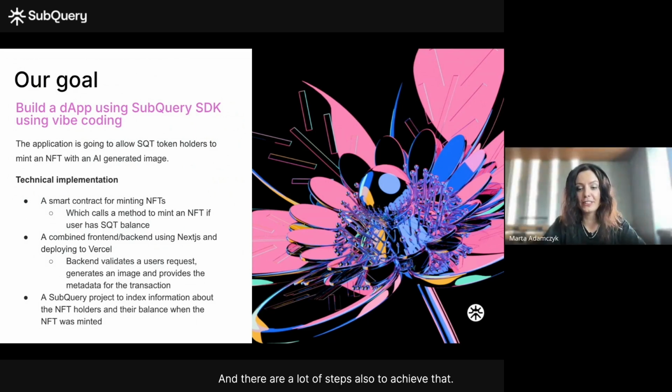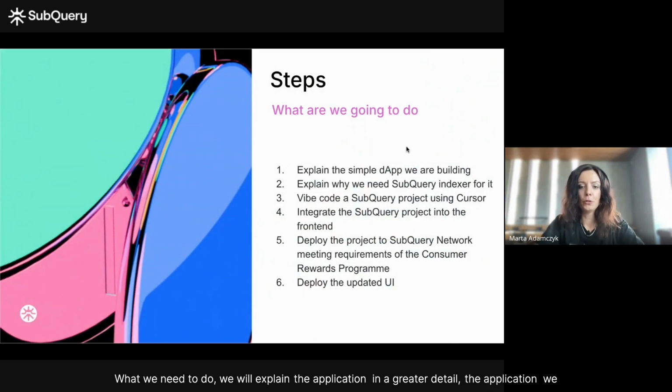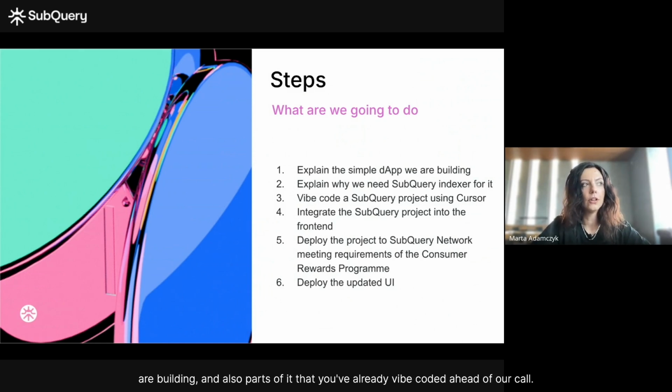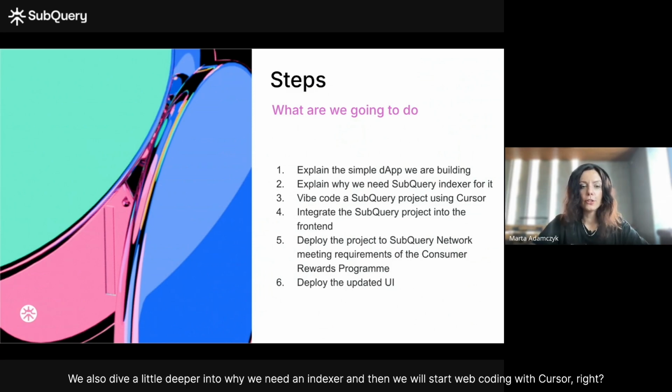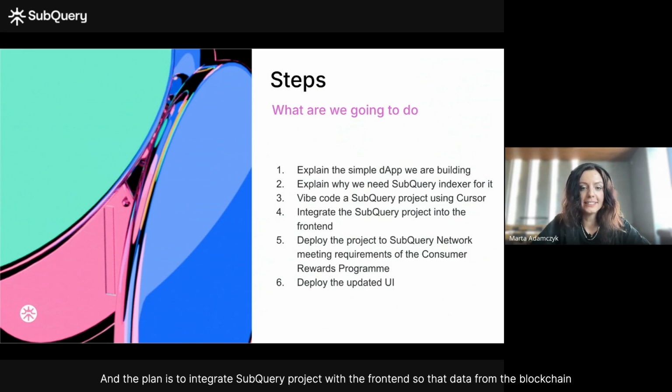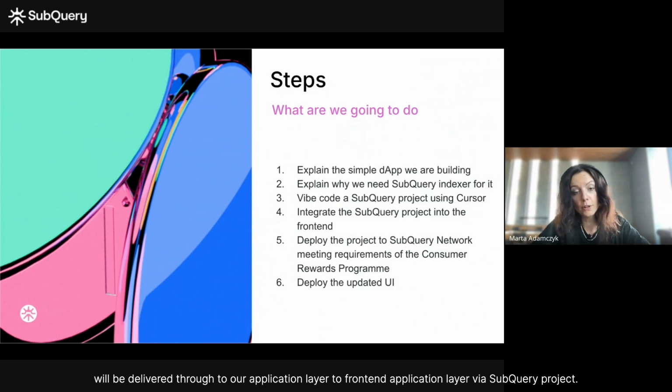Excellent. And there are a lot of steps also to achieve that. We will explain the application we are building in greater detail, and also the parts of it that you've already vibe coded ahead of our call. We'll also dive a little deeper into why we need an indexer. And then we will start vibe coding with Cursor, right? And the plan is to integrate the SubQuery project with the front end, so the data from the blockchain will be delivered to our front end application layer via the SubQuery project.